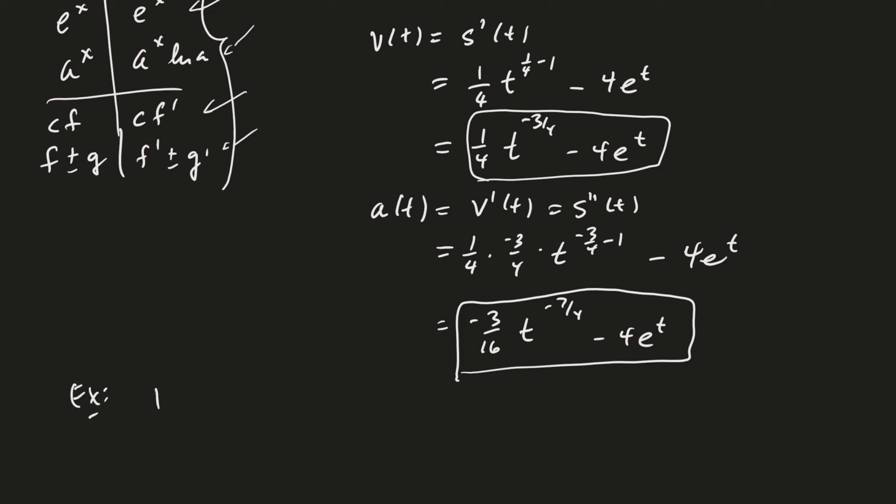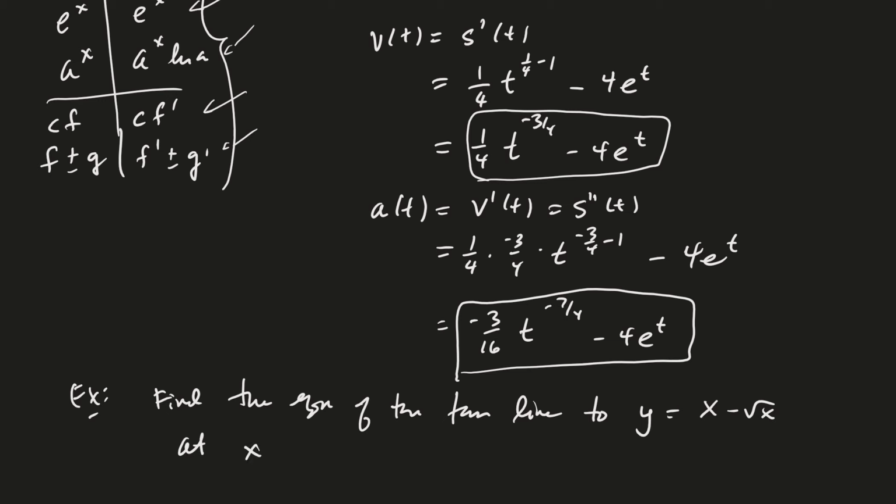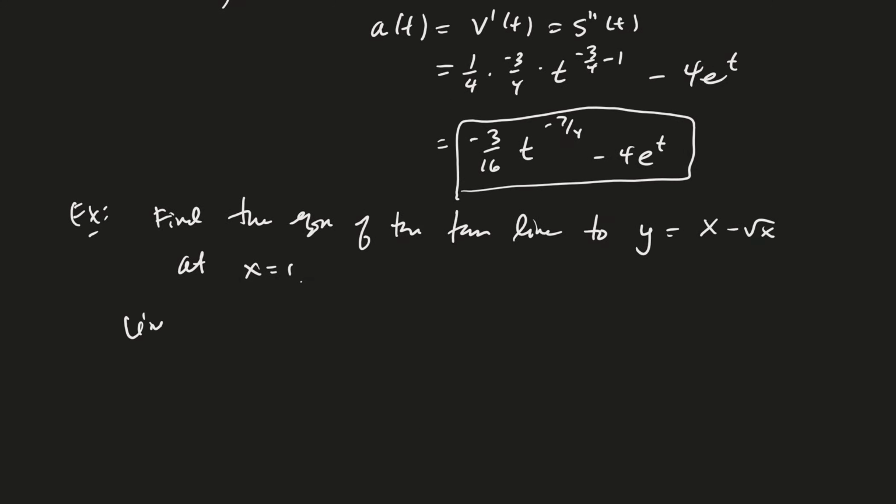Example. Find the equation of the tangent line to y equals x minus the square root of x at x equals 1. Okay, so for the line, we need a point. We need a slope. Well, maybe I'll put point first and then slope. So for the point, we want to evaluate our function at 1. That would be 1 minus 1, which is 0. So the line goes through the point 1, 0.